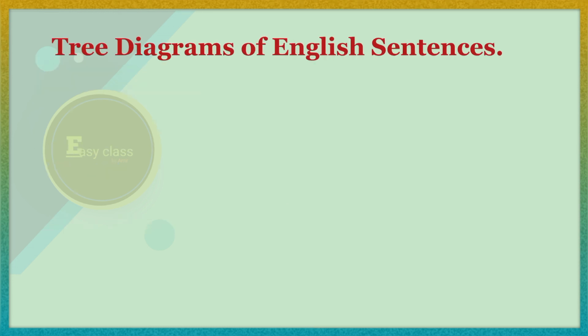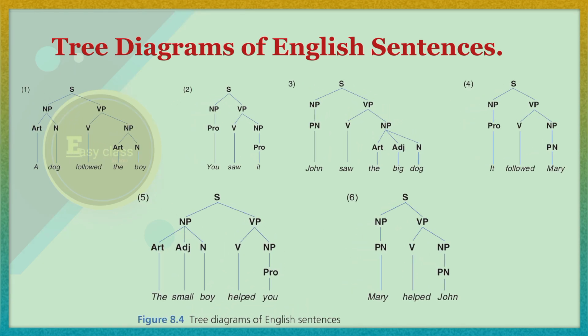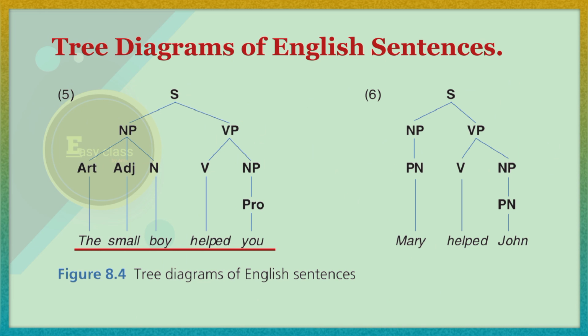Now, we shall see how to construct the tree diagrams of English sentences. We can now put together tree diagrams for whole sentences, hierarchically organized, as shown in the figure. Notice that essentially the same basic tree diagram structure is the foundation for all the different sentences, with variable constituents included in each one. The sentence "the small boy helped you" contains a noun phrase "the small boy" and a verb phrase "helped you." The noun phrase further consists of an article "the", an adjective "small" and a noun "boy." And the verb phrase contains a verb and a noun phrase "you," also represented as a pronoun.